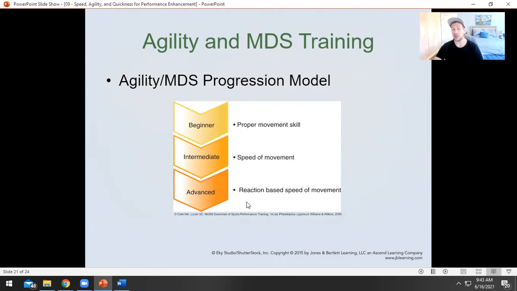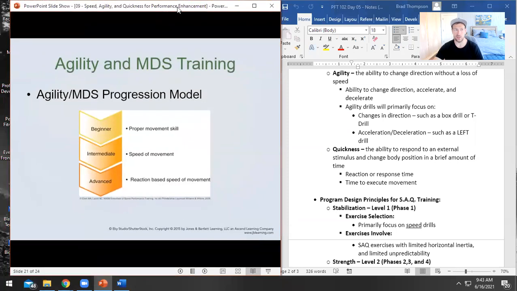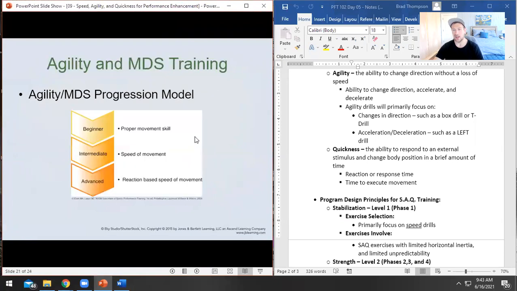And then eventually you can get into reaction based on that speed, where they're moving absolutely as fast as they can. And you are not so much paying attention to how fast they get through the whole drill. You're paying attention to how fast they can transition. Or you do a version of the agility drill that shortens how long they have to transition, right? And that's what an agility drill is going to be.